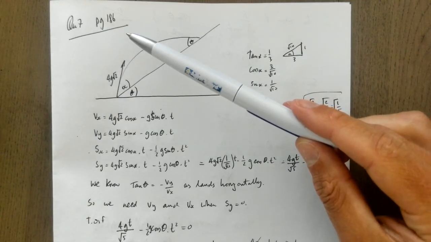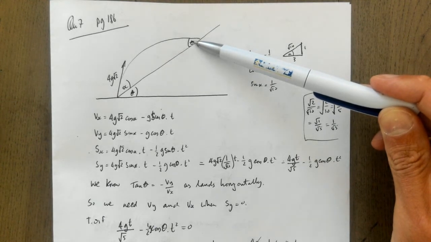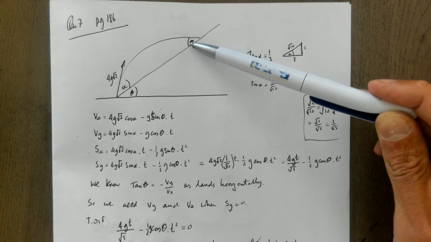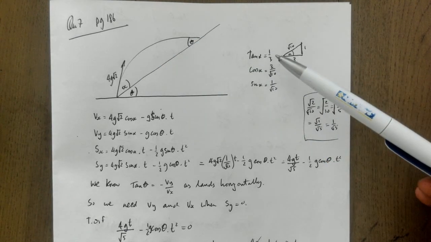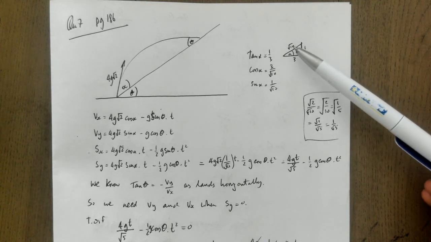The big clue in the question is that it lands horizontally, so we know this is theta up here, because of the alternate angles. We're also told that tan alpha is a third, so we can work this out. That's root 10, since 9 squared plus 1 squared is 10, okay?